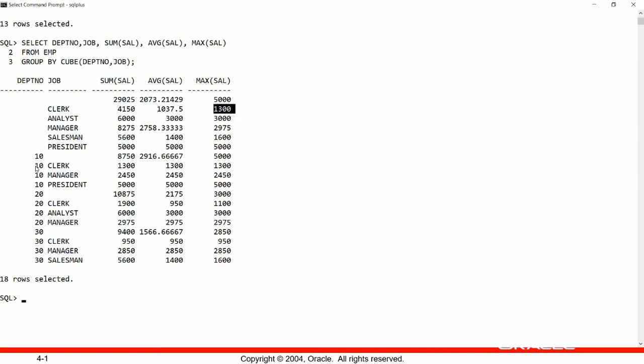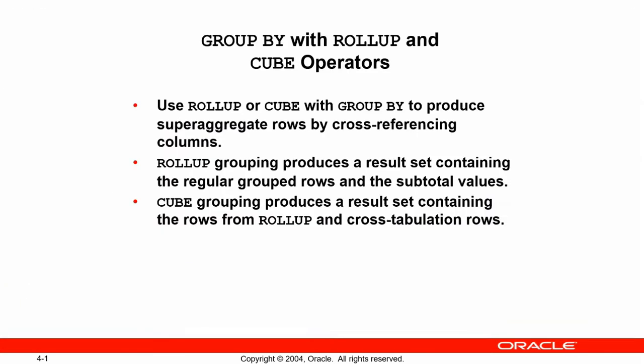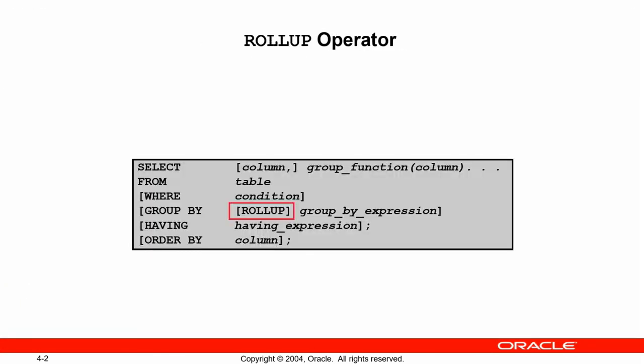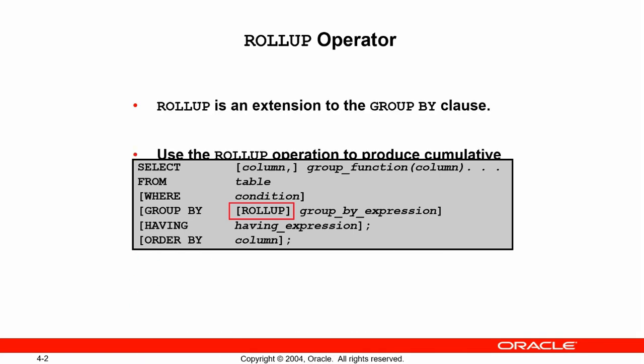Here you can see that the department wise subtotal is also there, and here you can see that the department and job wise the data is there. So cube will give you a cross tabulation of the data. This is the syntax of the rollup. Here you can see that the rollup is an extension of the group by clause.